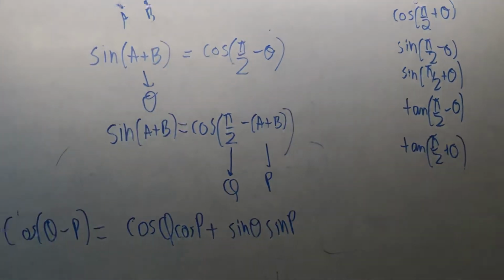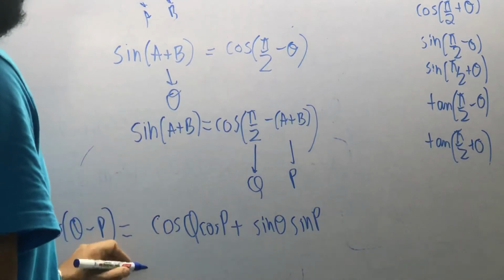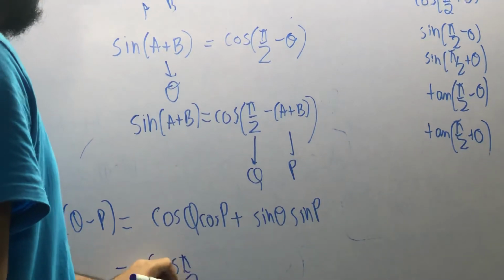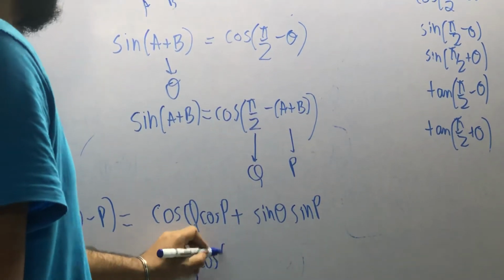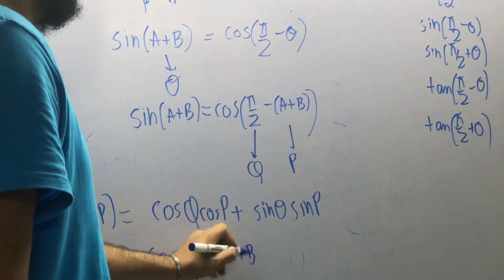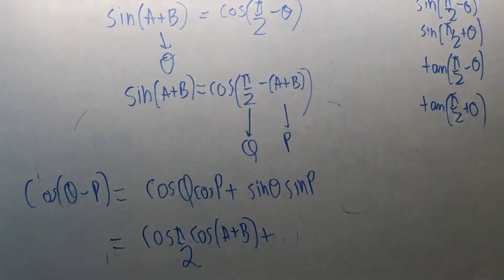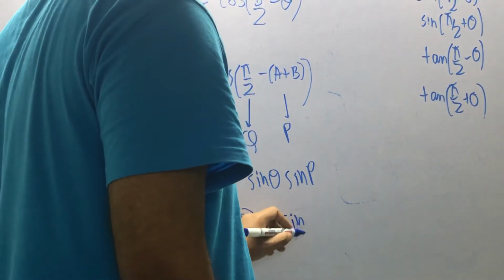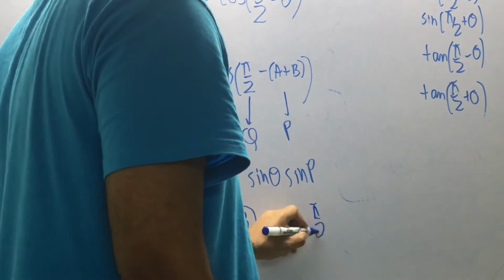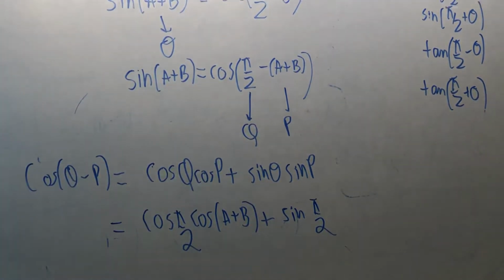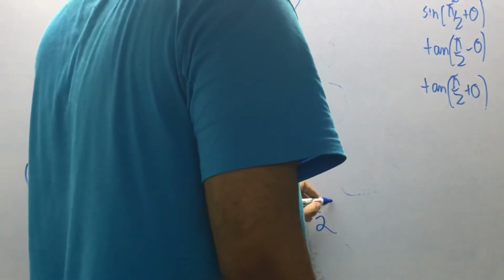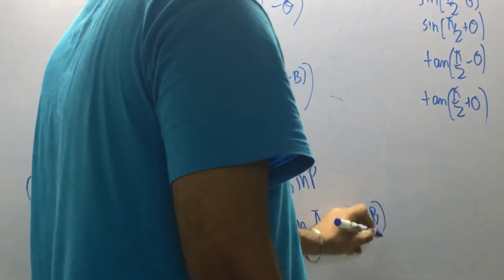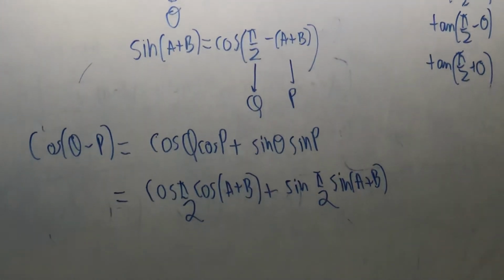This much you know. Okay, now how much is cos q? Q is pi by 2. So just put the values. Cos pi by 2 cos a plus b plus sin pi by 2 sin a plus b. Okay.